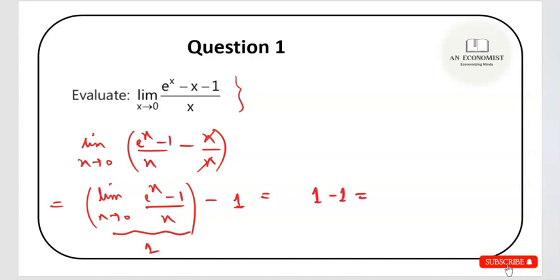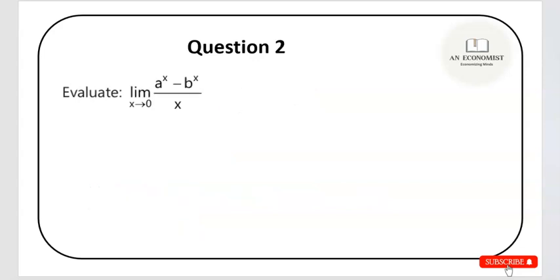So 1 minus 1 is 0. So the answer here will be 0, right? I hope this is clear. If you know the formula, it will be very simple to do. And here again, you can also use the L'Hopital rule because this is in the 0 by 0 format. So any formula you can use, you will get the answer to be 0.